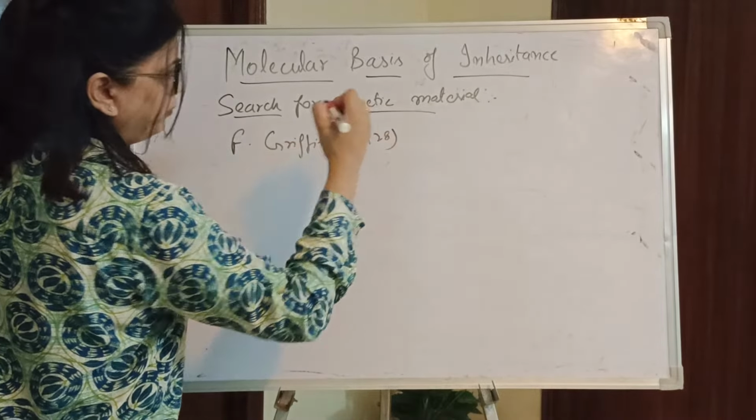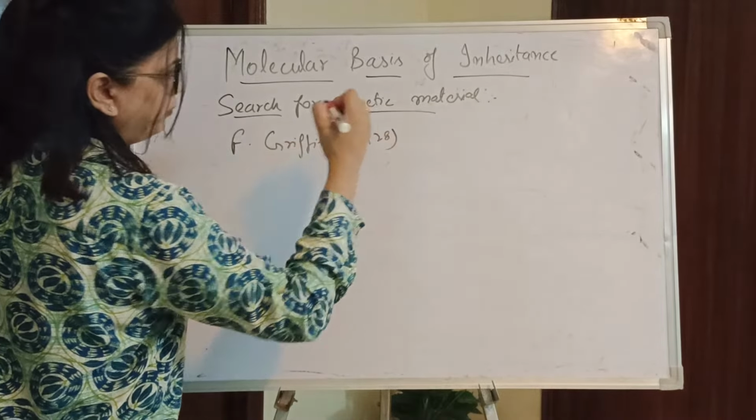One is the S strain, he called them S strain, and the other is the R strain. On the basis of the smooth coating produced by the bacterium, the S strain bacteria produce smooth colonies because of production of a mucous coating, and these S strains were virulent, or we can say they were pathogenic.